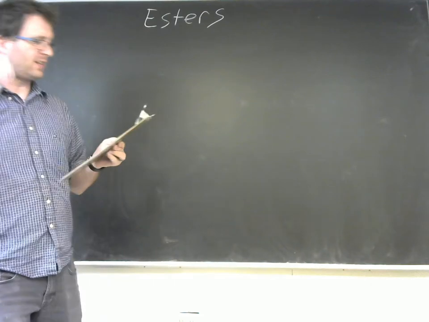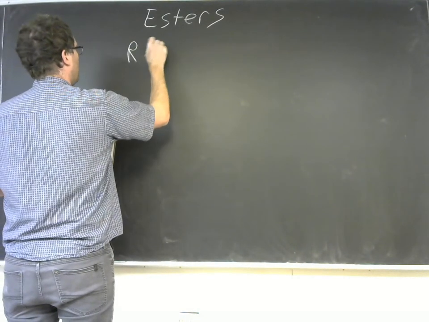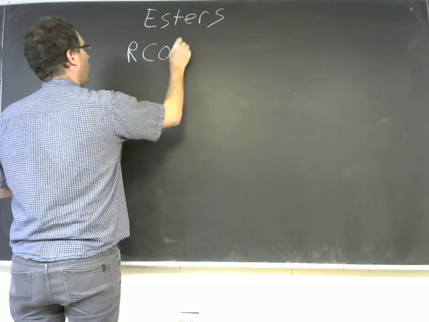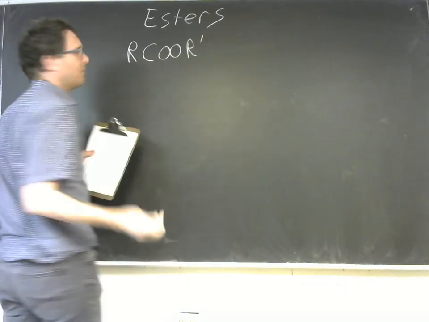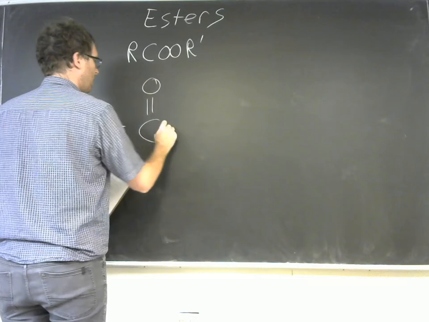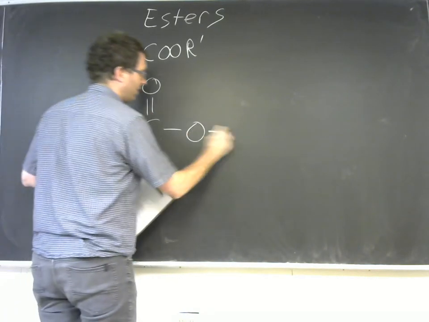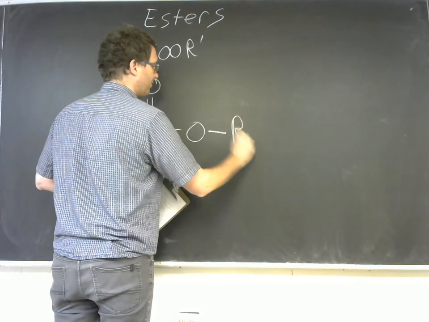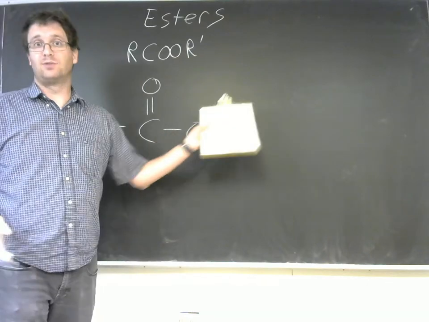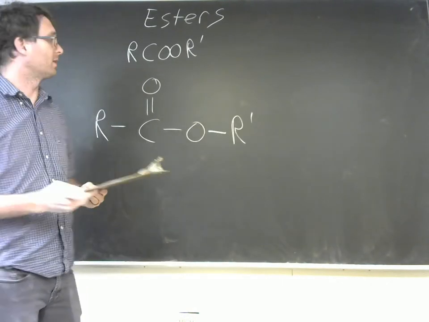So next are esters, and esters have an RCOOR' formula. What it'll look like is a carboxylic acid, but instead of having a hydrogen here, you'll have a carbon, and that will go on as a carbon chain of however long it's supposed to be.